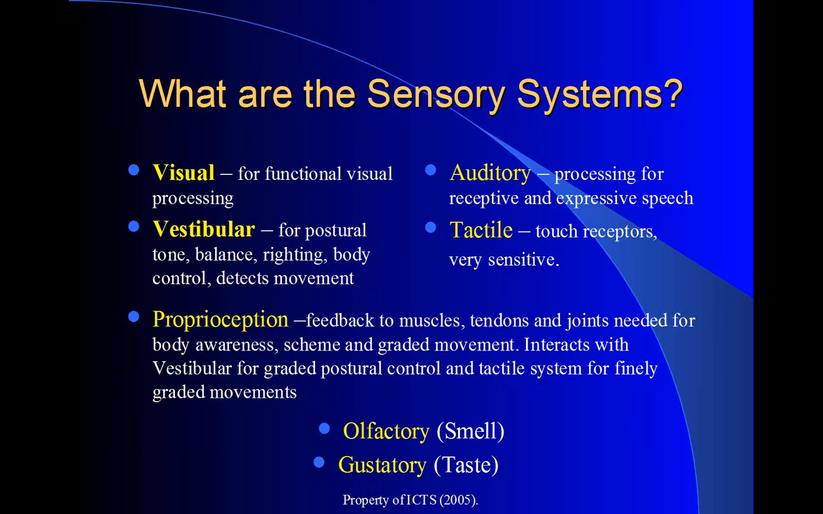I have on here, it also interacts with the vestibular system for graded postural control. If you're doing an obstacle course and you're asking the child to run from point A to point B, and they run past point B, through the beanbag, into the wall, that's poor graded postural control. If we're playing kickball and they kick it like they're trying to kick the ball in half, that's poor graded postural control. We need this information for finely graded movements.